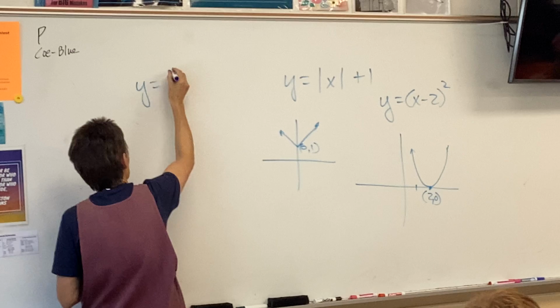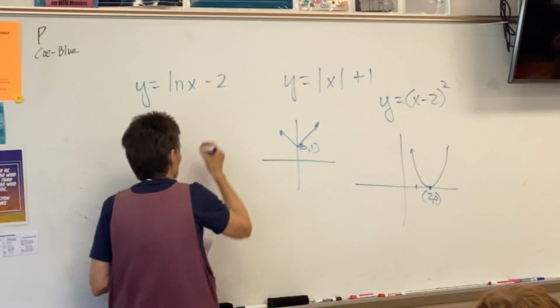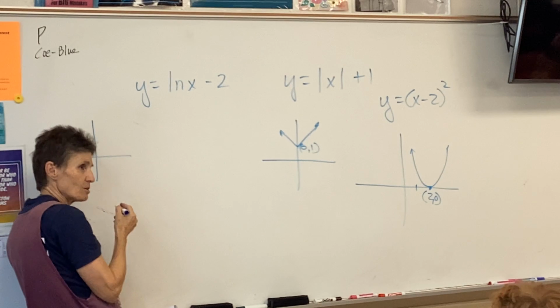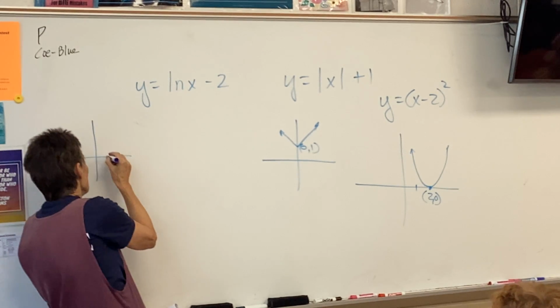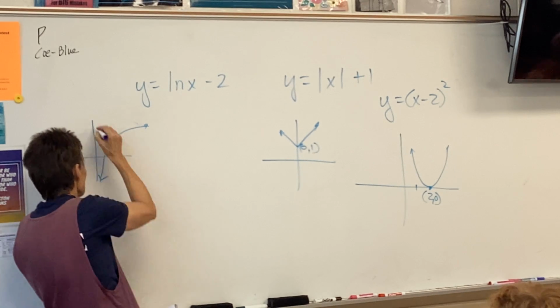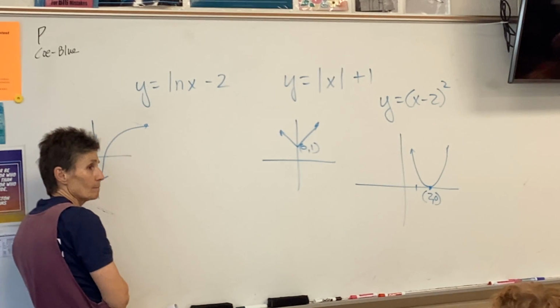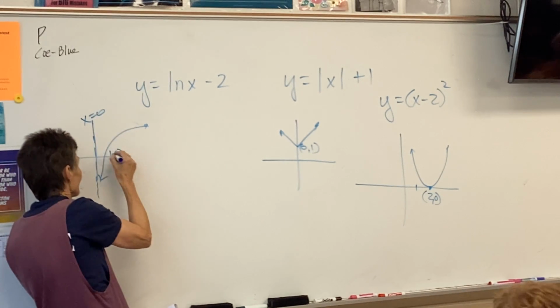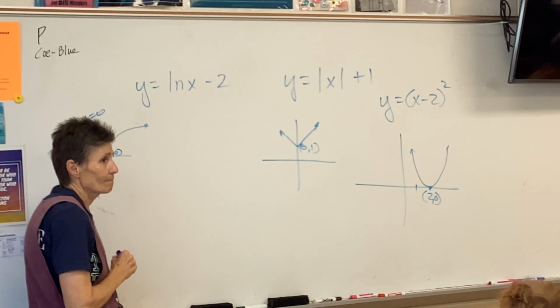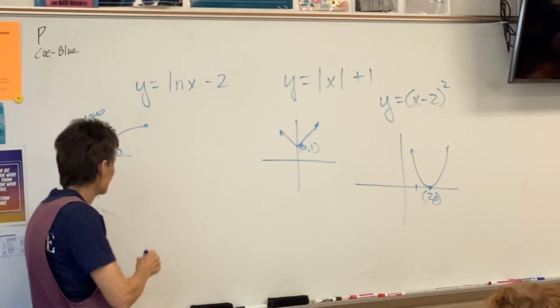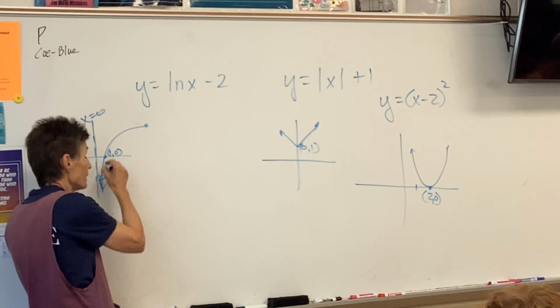ln x minus 2. Natural logarithmic function. Even though I've done this for so long, I still like to draw my basic picture, right? So you always start at 1, 0. Yeah, it always goes through point 1, 0. It doesn't start there, it goes through.